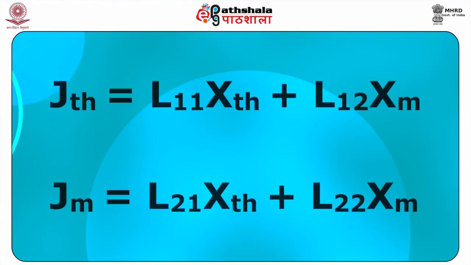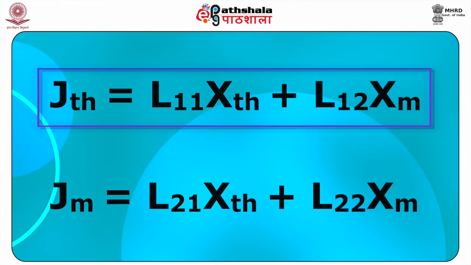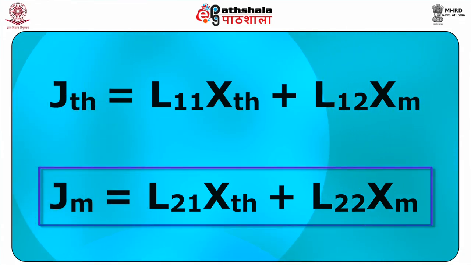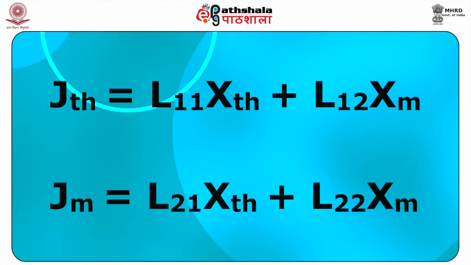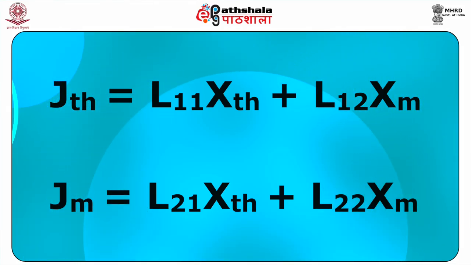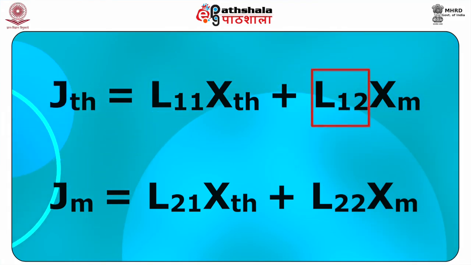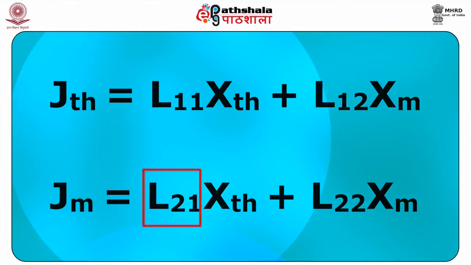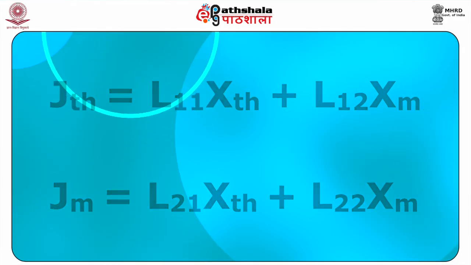And the linear phenomenological laws, which we will discuss later, are JTH is equal to L11 XTH plus L12 XM, and JM is equal to L21 XTH plus L22 XM, where L11 and L22 are the coefficient of thermal conductivity and the diffusion coefficient respectively. L12 is the coefficient of heat flow related to a concentration gradient. L21 is the coefficient of mass flow associated with a temperature gradient.